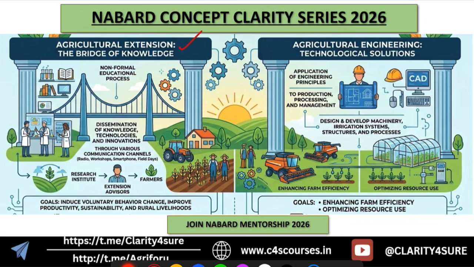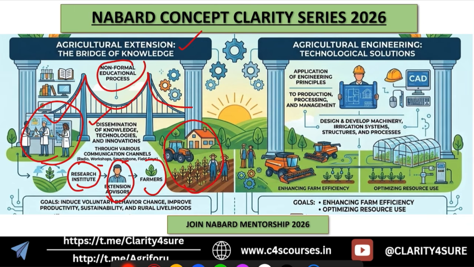Next is agriculture extension. So remember, it is a non-formal educational process which does the dissemination of knowledge, technology, and innovations. Okay, through various communication channels like radio, workshops, smartphones. There are different methods. We will see them in extension. So yes, what is it? It is a bridge between labs and fields. Okay, and the extension worker is a link between the research institutes, the researchers, and the farmers. It disseminates knowledge from the labs to the fields.